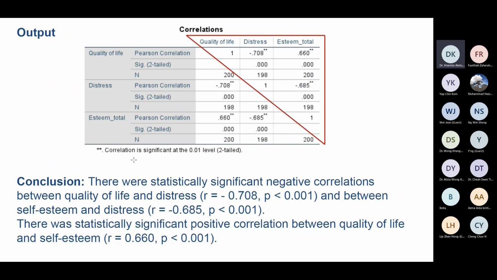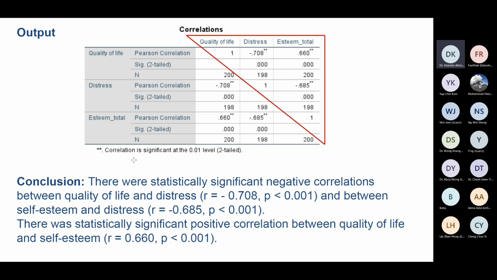Because these are correlated, there is some overlapping here. It's repetitive here. So the one that we want to look at is just this triangle. Okay, for example, we want to see the correlation of quality of life with distress.